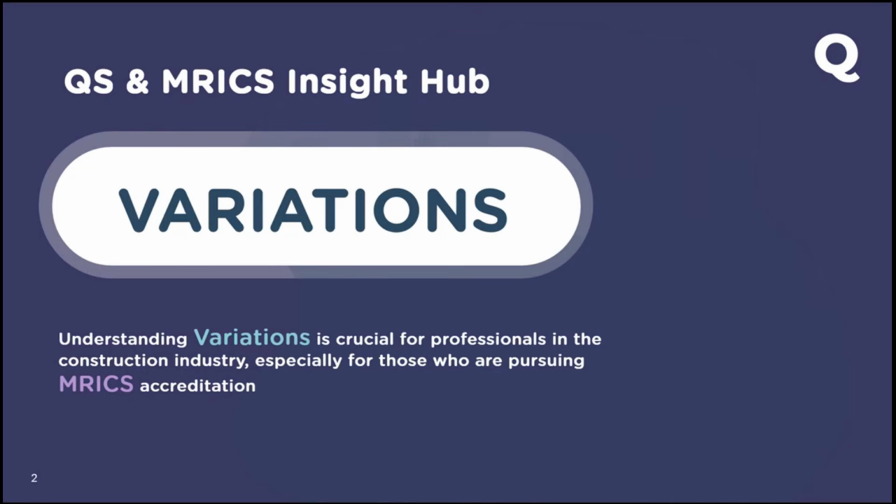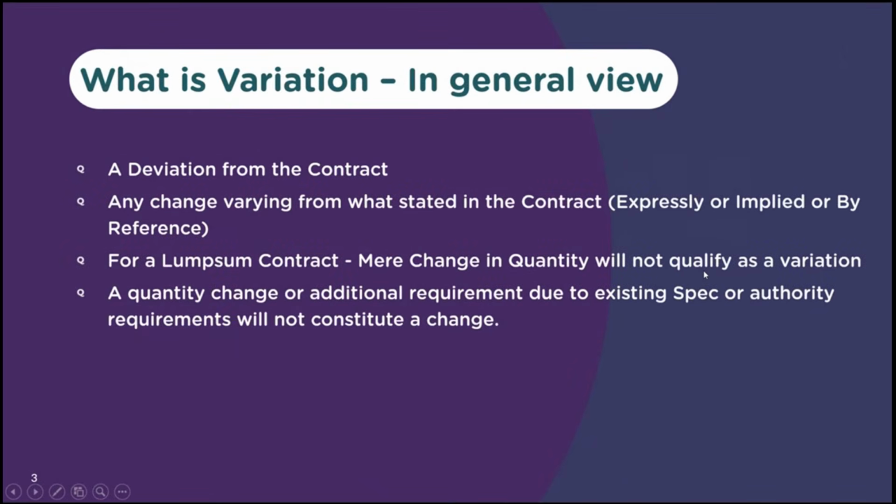So it is very important that you understand the concept of variation, how it is managed, how it is administered, and finally how you control the variation also. This all together is called change management procedure. A variation is a change actually. Change from what? Let's see what a variation is in a general view. So next slide, you can see a variation in a general view.